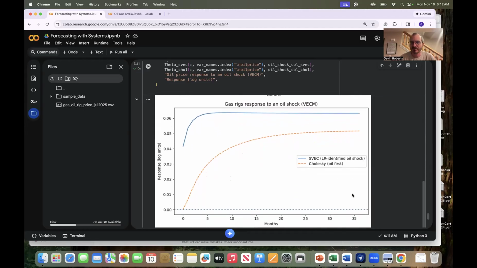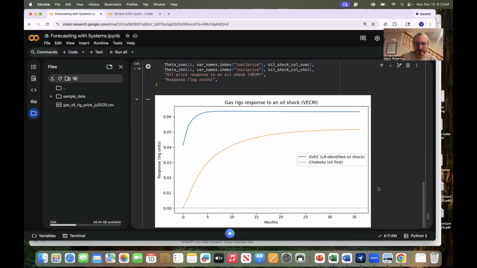Here's gas rigs' response to oil price. So kind of as we saw before, both are increasing. So this is pretty strong evidence that yes, oil prices do drive gas rigs to be higher from that long run relationship, and apparently from the short run dynamics as well, some mix.